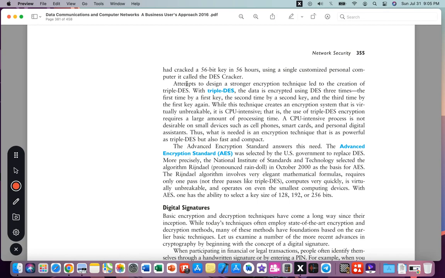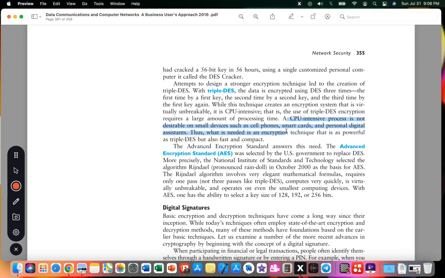Attempts to design a stronger encryption technique led to the creation of Triple DES. With Triple DES, the data is encrypted using DES 3 times. The first time is by the first key, the second time is by the second key, and the third time is by the third key. While this technique creates an encryption system that is virtually unbreakable, it is CPU intensive. That is, the use of Triple DES requires a large amount of processing time. A CPU-intensive process is not desirable on small devices such as cell phones, smartphones, and personal digital assistants, PDAs.